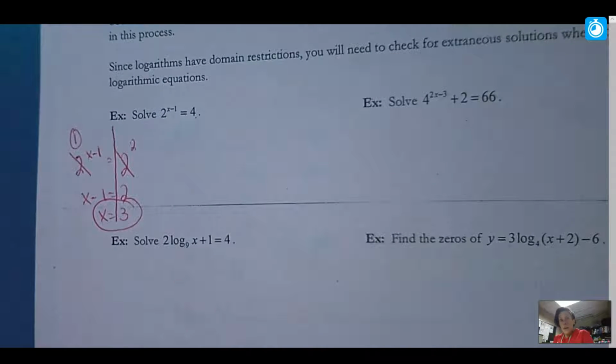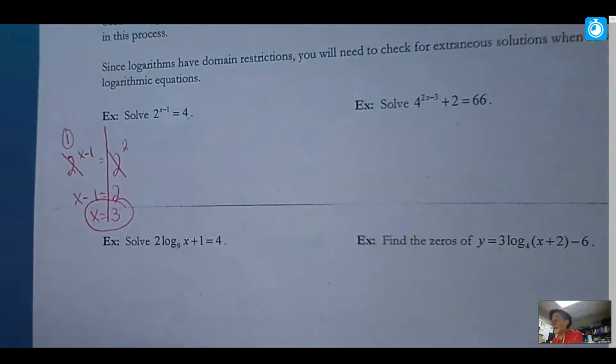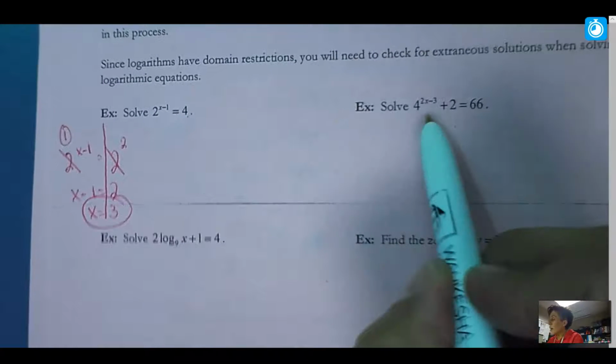So there's another way to solve them, because you won't always be able to get the same base. So let's take a look at that one. Well, actually, let's do this problem first, and then we'll come back. Sorry. So here, I want to make this problem look like this one.